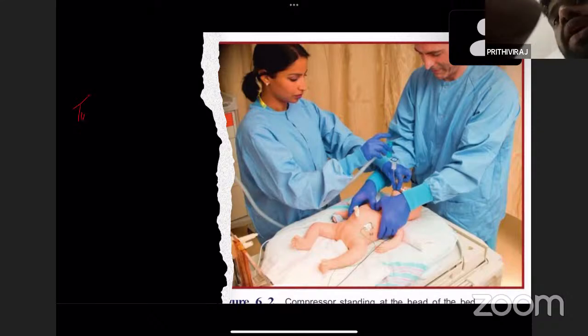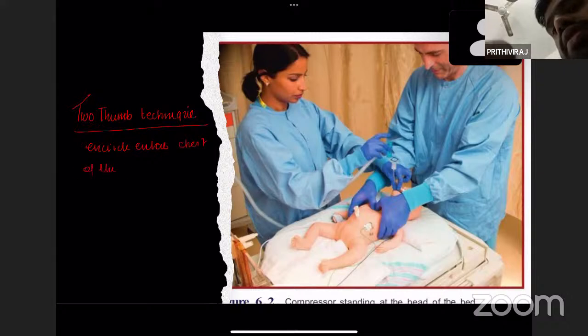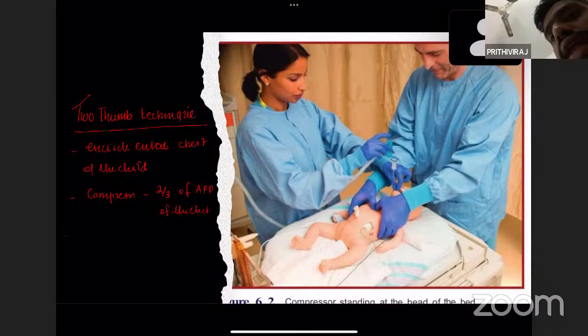So what technique should you use? Two-thumb technique, not two-finger technique. The two thumbs should encircle the entire chest of the child, and the compression should be one-third of the AP diameter of the chest. It should be at the lower end of the sternum, just above your xiphisternum.